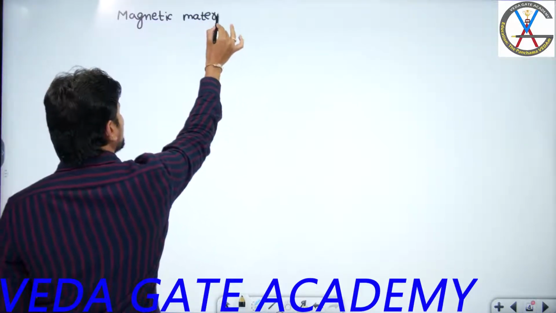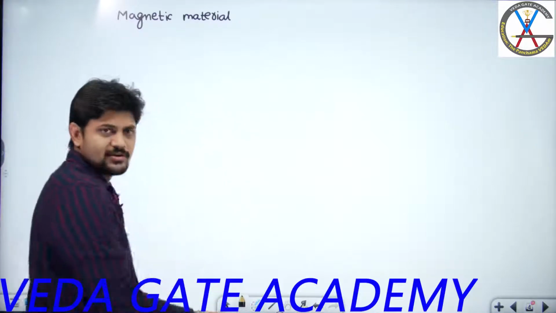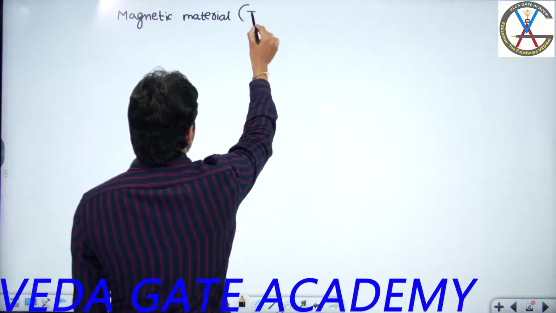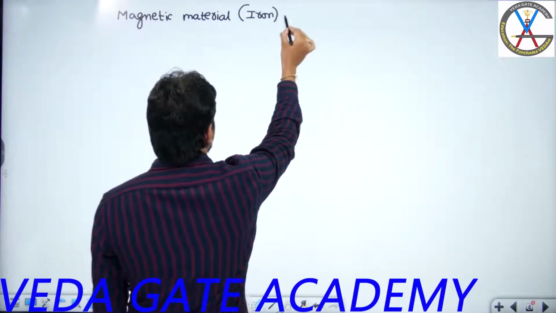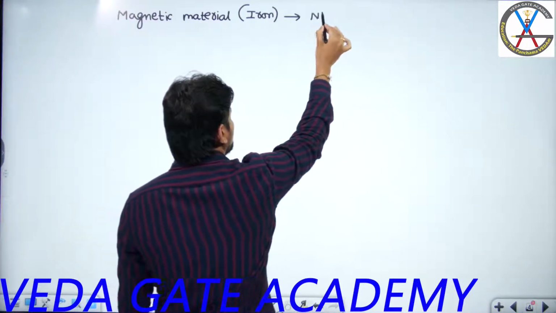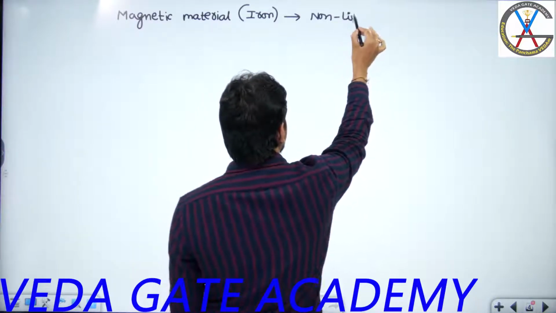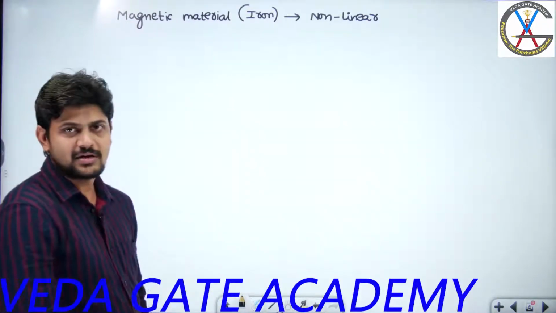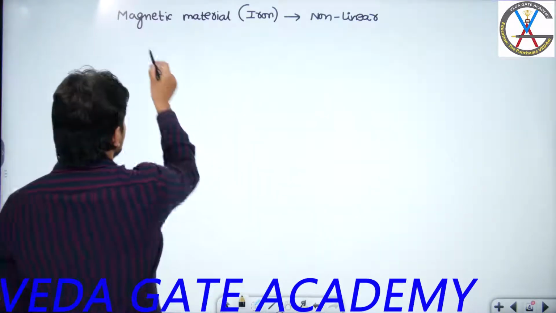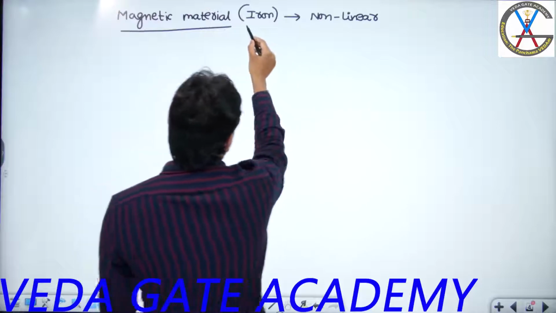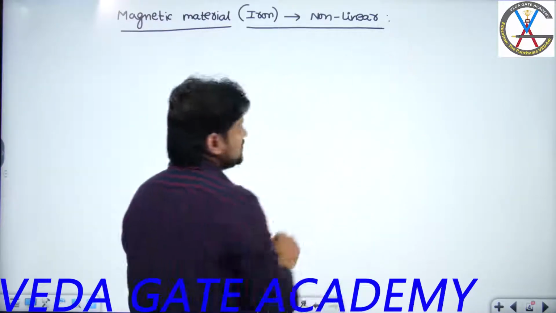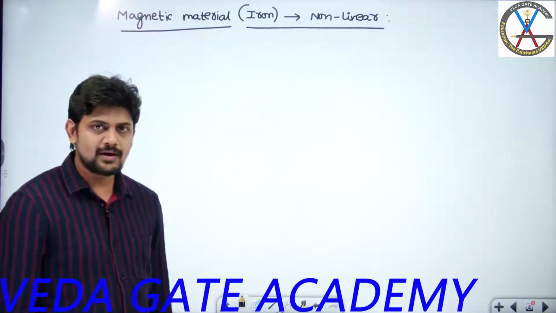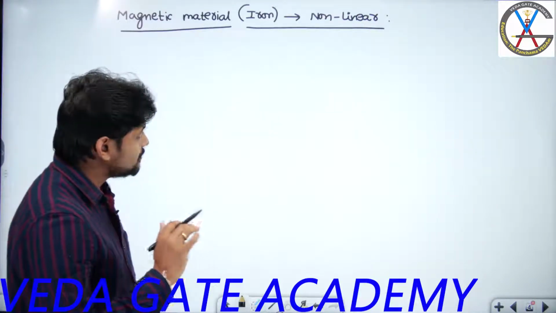Obviously we design with a magnetic material only, guys, right? Already we have seen CRGO steel, which is iron. So I am designing the core with iron material, and the machine becomes non-linear. If the machine becomes non-linear, then what is the shape of the magnetizing current? That is of our interest.